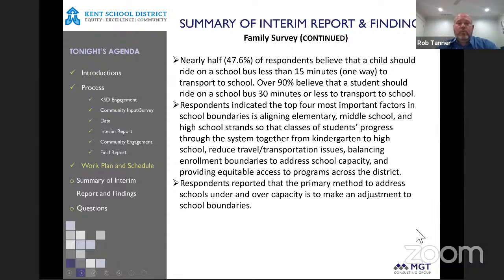And I think the least one here is one of the most important ones, and that is that respondents indicated that their top four most important factors in school boundaries were aligning the elementary, middle school, and high school strands so that classes of students could progress in the system together from kindergarten to high school; reducing transportation issues; balancing enrollment to address school capacity; and providing equitable access to programs across the district. And then last, the respondents reported that their primary method to address school overcapacity or undercapacity was to adjust school boundaries.